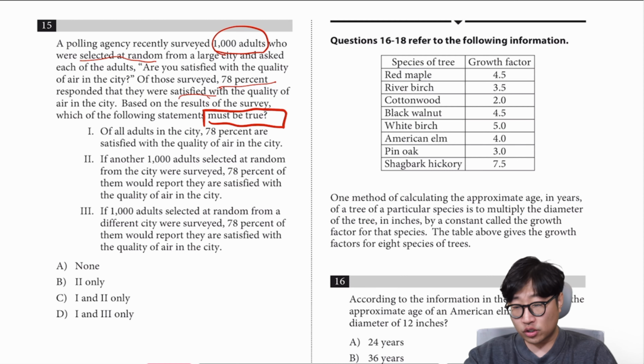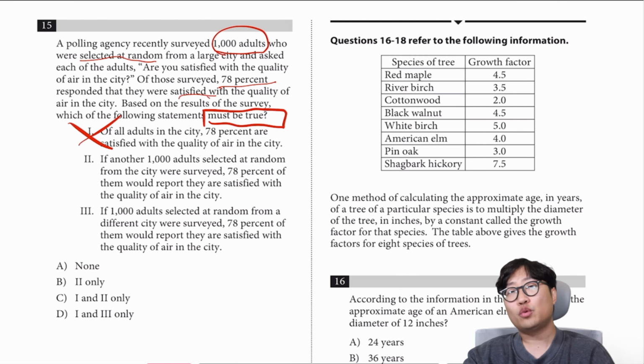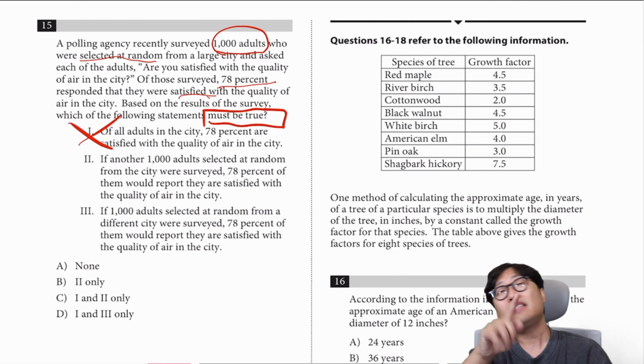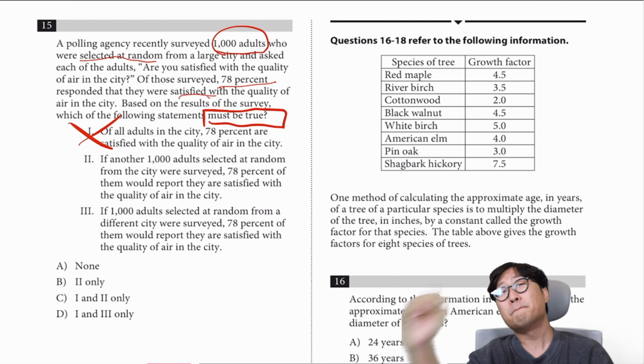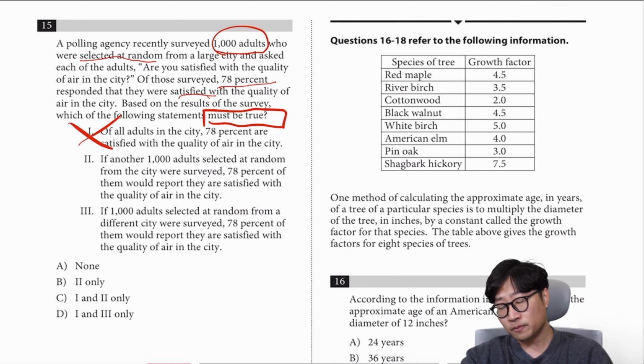Number 1, of all those adults in the survey, 78% are satisfied. I don't know. That's not true. Well, it could be true, but it doesn't have to be true. They only surveyed 1,000 adults. I mean, imagine how many adults live in the city, right? It's not a guarantee that just because out of the 1,000 people, 78% said they are satisfied, that means the whole city's population, take 78% of them, they're going to say that they're satisfied. Once again, it can be true, but the question is which of the following must be true. It doesn't have to be true.